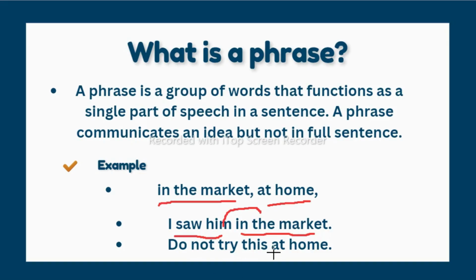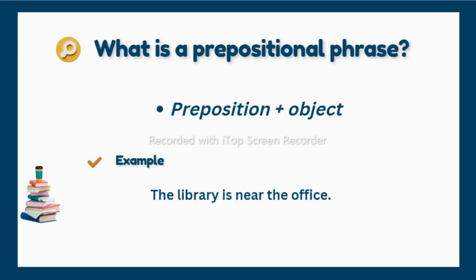Like, do not try this at home. At home is here a prepositional phrase. But when we add "do not try this", now it will give us meaning at home. So our today's topic is what is a prepositional phrase.